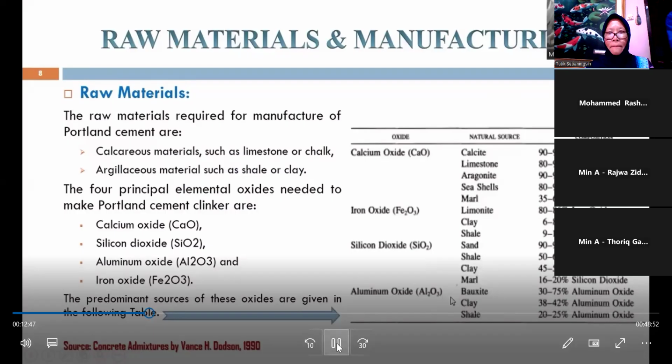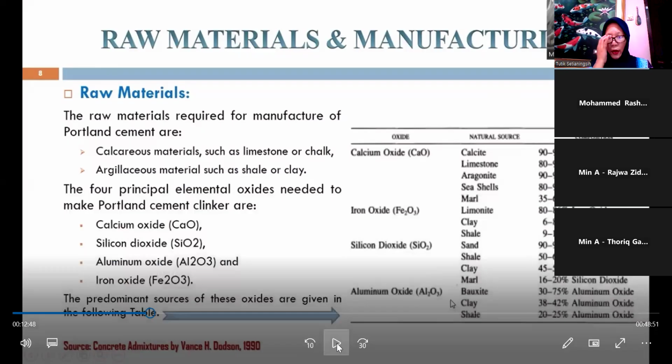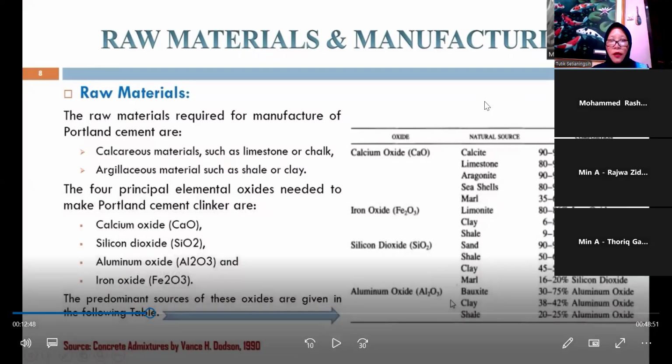Aluminum oxide. I'm sorry, Dr. Muhammad Razwan. I hope you can on cam, although not continuously ya. Please on cam.